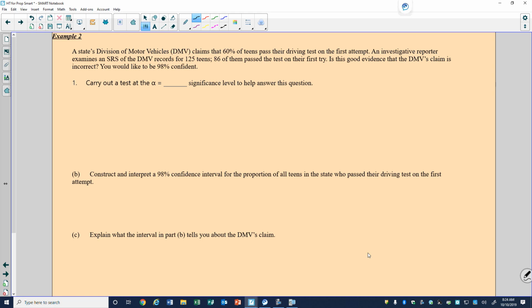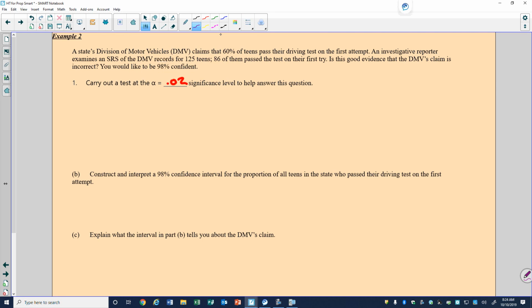So you have a state's Division of Motor Vehicles, the DMV. It claims that 60% of teens pass their driving tests on the first attempt. An investigative reporter examines an SRS of the DMV records for 125 teens, and 86 of them passed the test on their first try. Is this good evidence that the DMV's claim is incorrect? And you would like to be 98% confident. So if I'm 98% confident, that means I want to carry out this test at the 0.02 significance level.